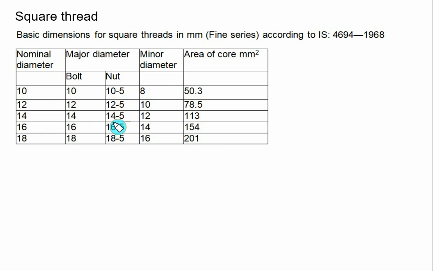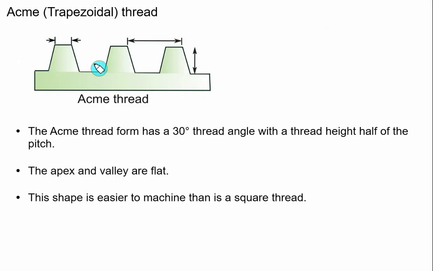So this standard you have to follow, and the core area which will resist the tension and the compression will be 50.3 mm square. Like M16, we have nominal diameter equal to 16, major diameter equal to 16, minor diameter equal to 14, and the core area is equal to 154. This information is available in standard tables, and you have to refer to the tables for collecting the core area.